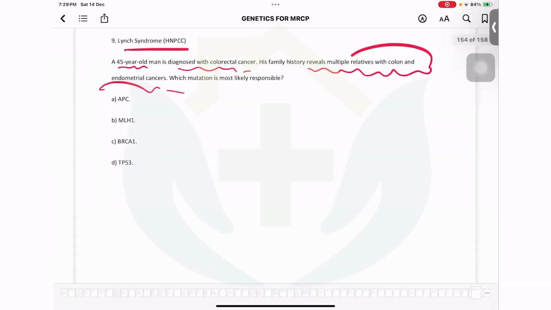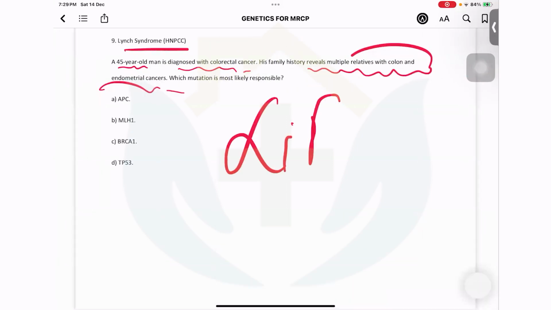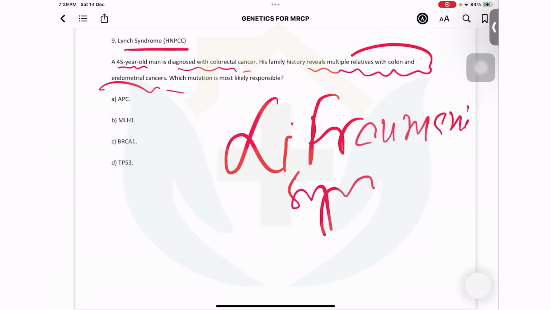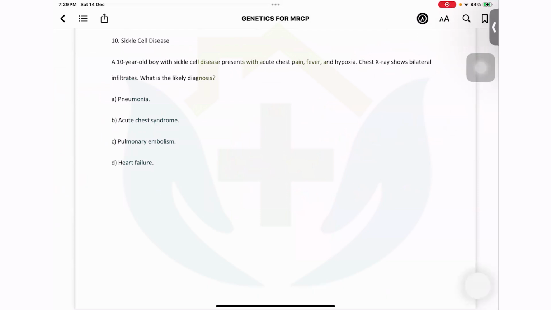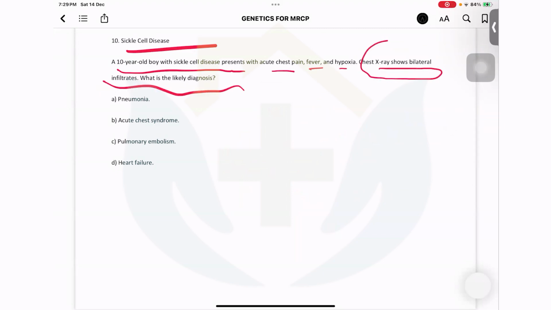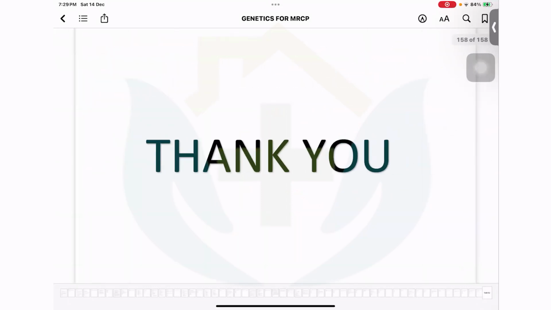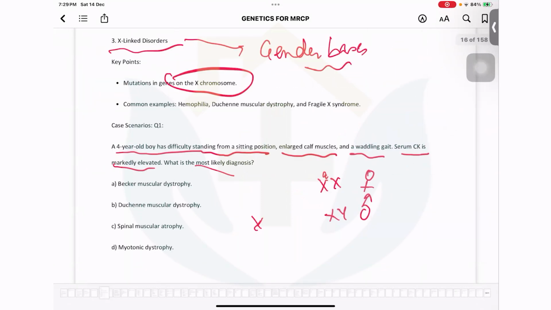Somebody said P53. What is that disease known as? This is Li-Fraumeni syndrome. So there will be all sorts of cancers in Li-Fraumeni syndrome. That is P53, tumor suppressor. Yes. Okay. Last but not the least, sickle cell disease. 10-year-old boy, sickle cell disease, acute pain, fever, hypoxia, chest X-ray reveals bilateral infiltrates. What is the diagnosis? Acute chest syndrome. Acute chest syndrome. Thank you very much.